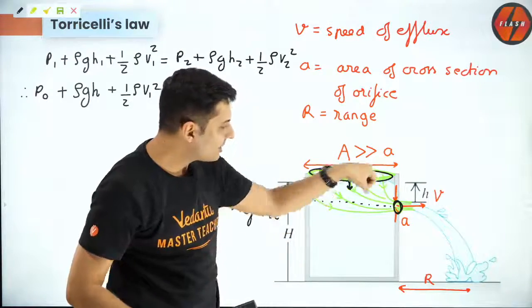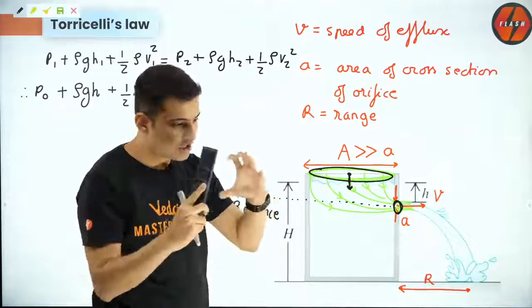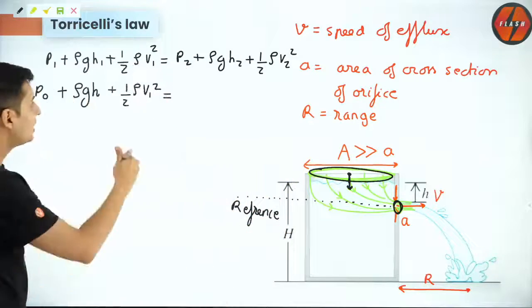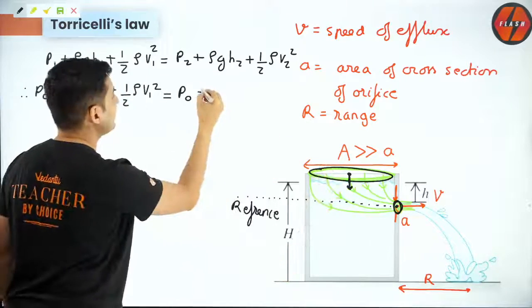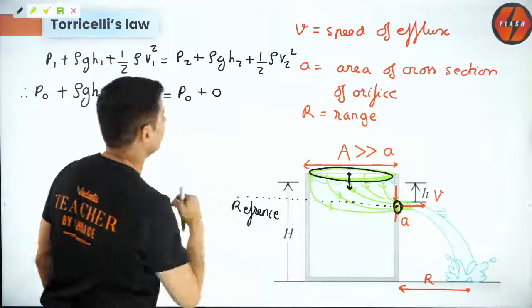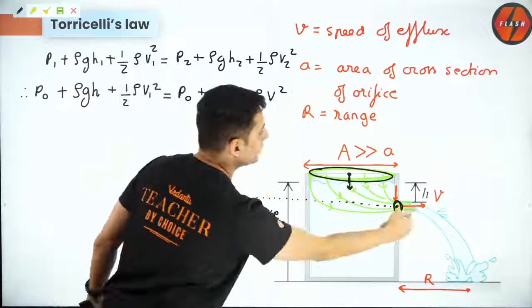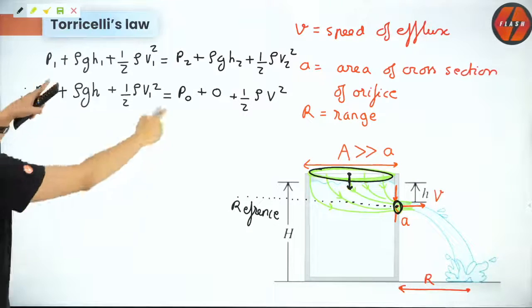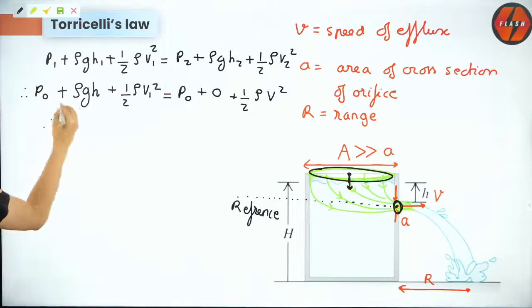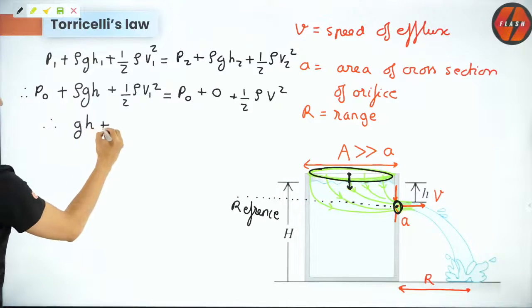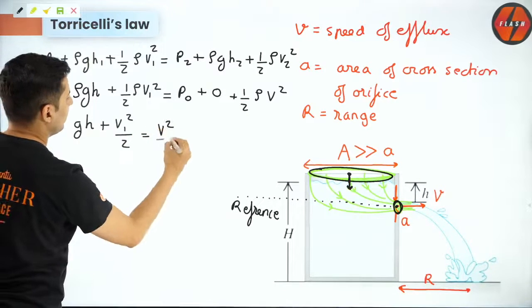Think about it. The stream of liquid is moving in a tube made of air. You can think of it. So the pressure on it is nothing but the atmospheric pressure. So that's why P2 will be P naught. The height H2 will be 0 because it is on the reference line, and it will be just half rho V square because V2 has been assumed to be V. Now P naught cancels, rho also cancels, and I will get gh plus V1 square by 2 is equal to V square by 2.